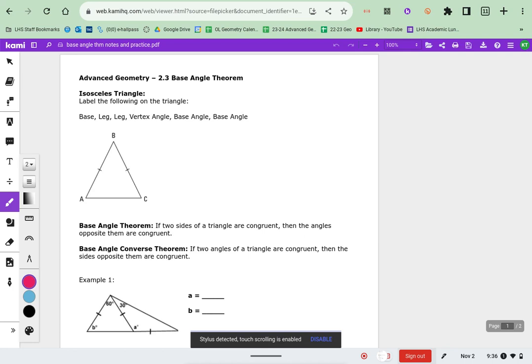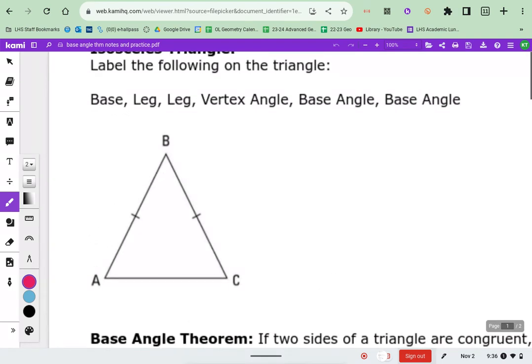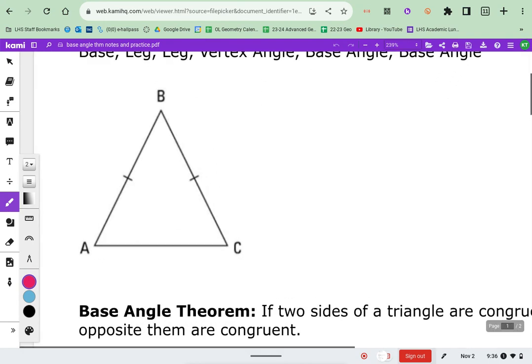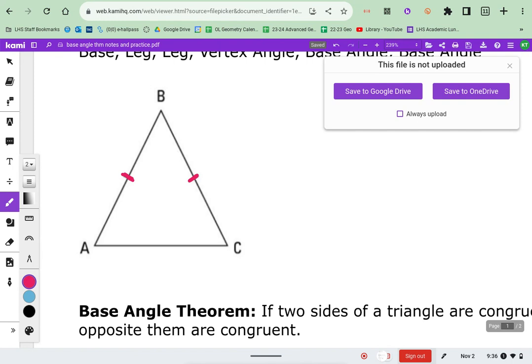A special kind of triangle, the isosceles triangle, gives us some extra special theorems that we can use to help us solve problems. So first, we're just going to talk about some vocabulary with our isosceles triangle. First of all, you know that these markings here mean that those two sides are congruent, because isosceles triangles have two congruent sides.